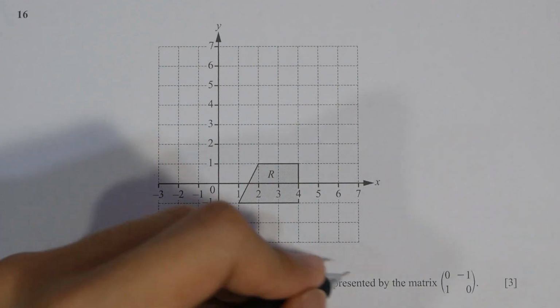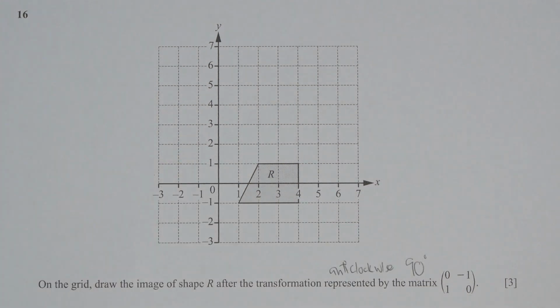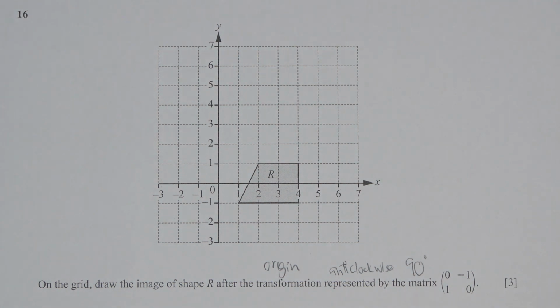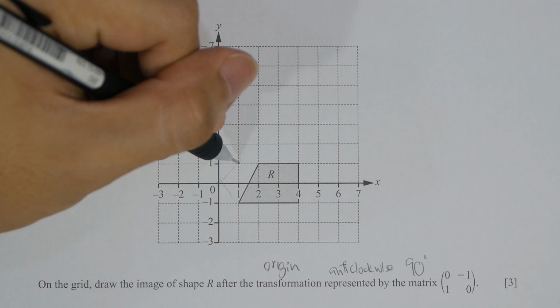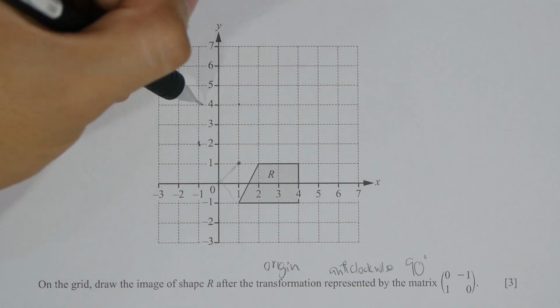Question 16. On the grid, draw the image of shape R after the transformation. So it is an anti-clockwise 90 degree rotation from the point of origin. So you can refer to my drawings to get the answer.